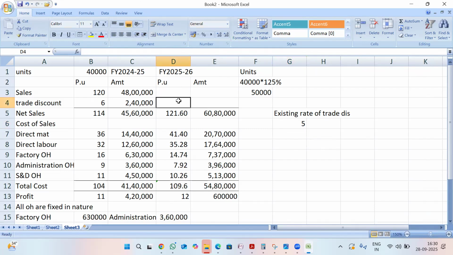So see, my sales will be 100. Say for example, if sales is 100 in percentage, after reducing this trade discount my net sales will be 95%.